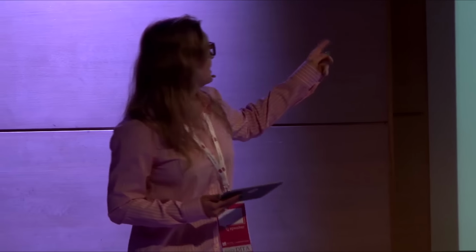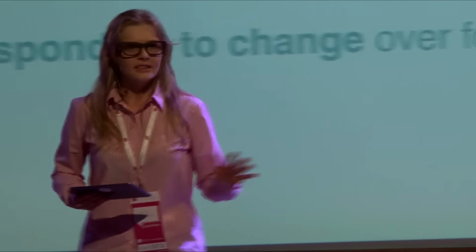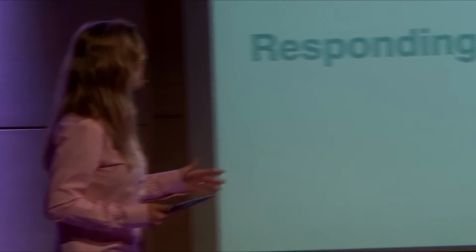So let's go over them. Individuals and interactions over processes and tools. So Agile is all about collaboration and interaction. This is one of the main aspects.